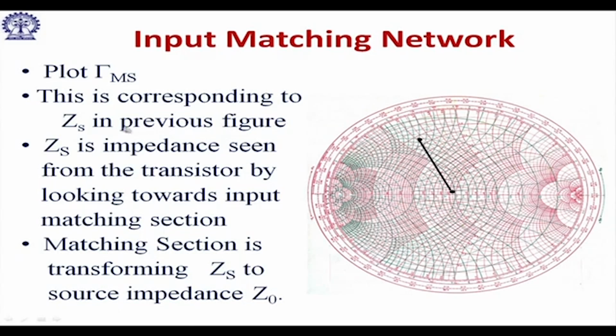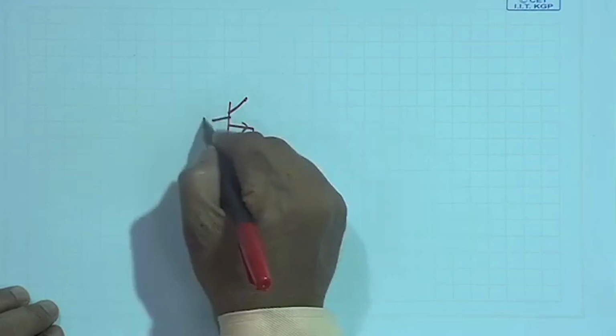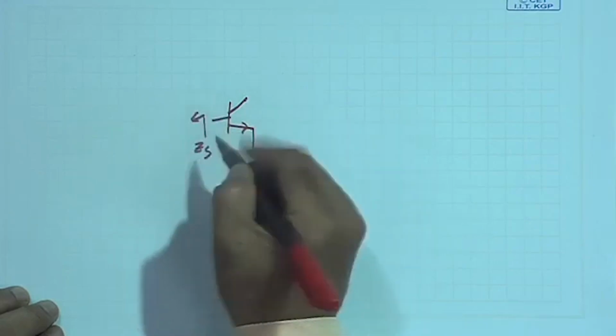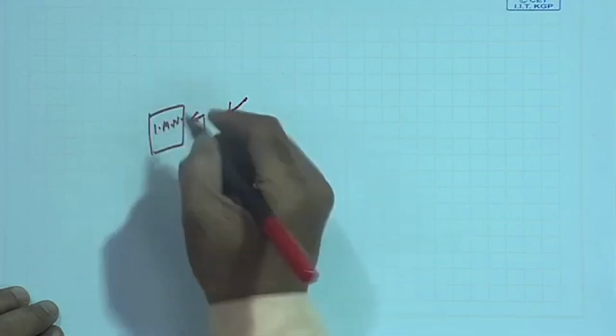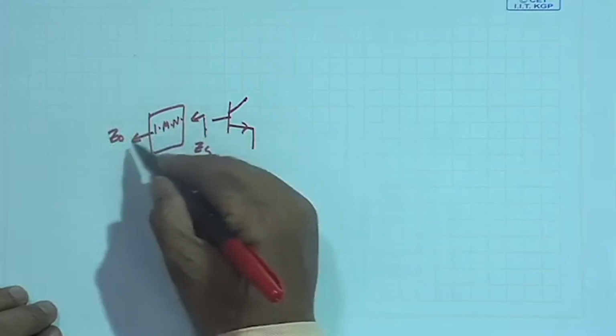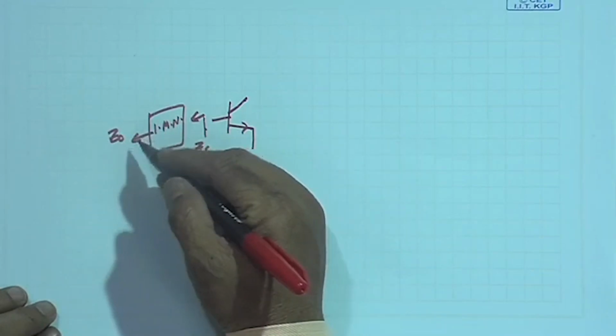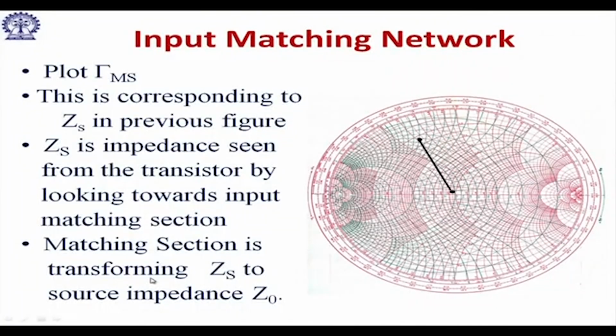This corresponds to ZS in the previous figure. ZS is the impedance seen from the transistor looking towards the input matching section. That means if I have this transistor here, from here I am looking at ZS. I need the input matching network to transfer this to Z naught. So, my job is from ZS I will have to go to Z naught, which is the center of the Smith chart. So, the matching section is transforming ZS to the source impedance Z naught. How do we do it?